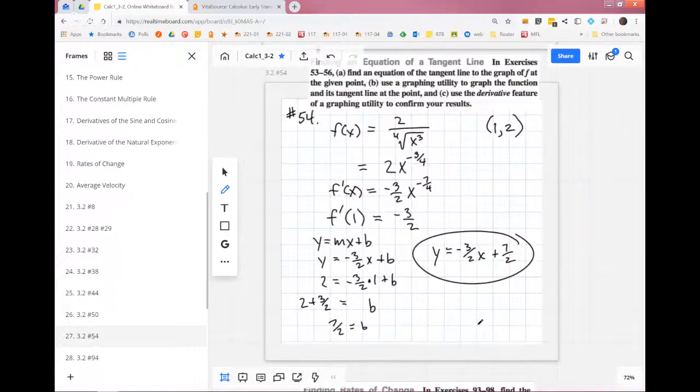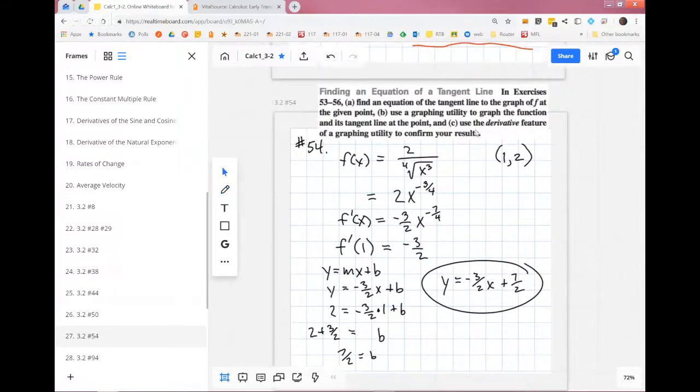Okay, let's take a look at 54. So what are the directions here? Find an equation of a tangent line to the graph at the given point. Then it encourages you to use a graphing utility. Okay, so here's our function: 2 over the 4th root of x cubed.